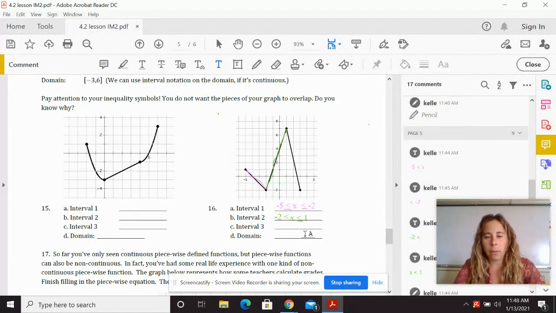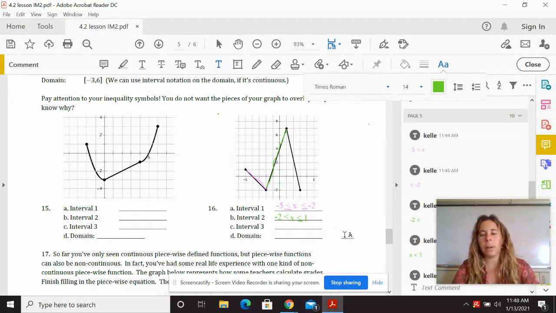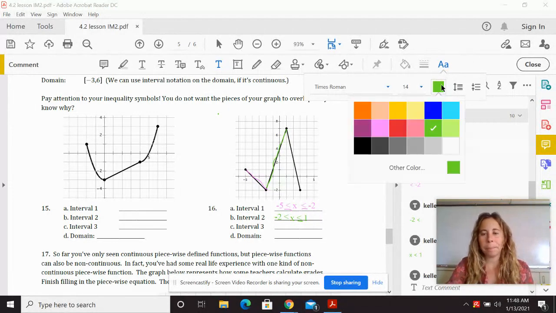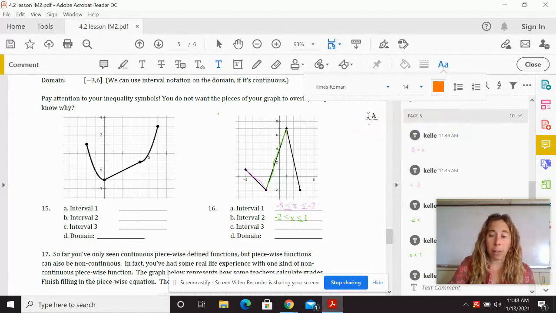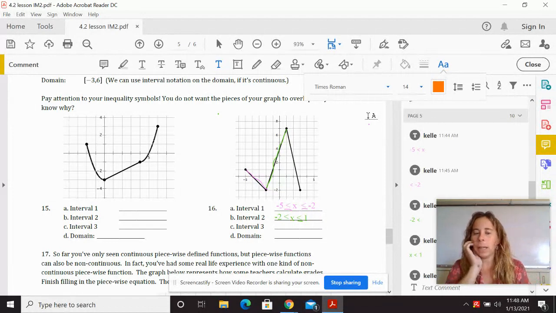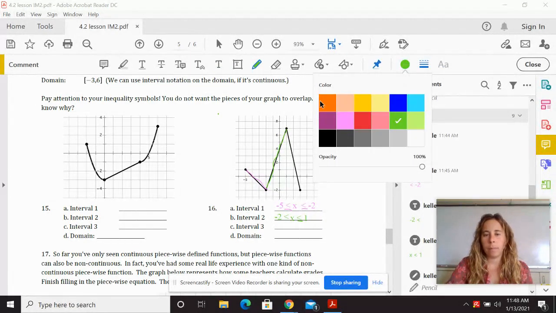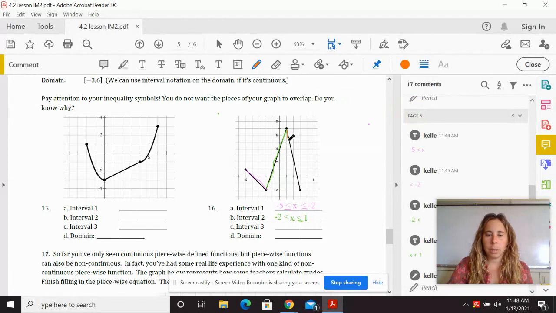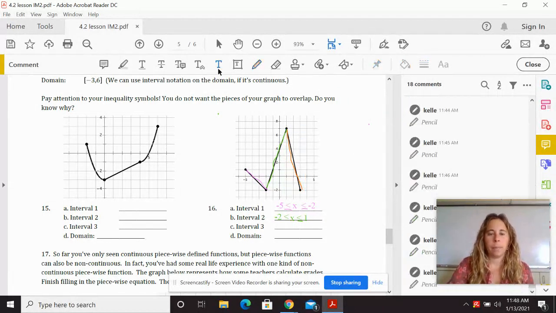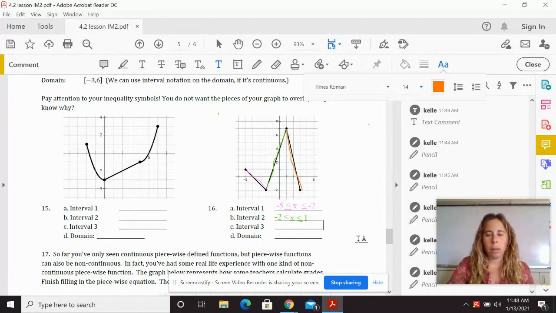All right. Interval 3, we're going to run out of room. I'm going to do it over here. So interval 3. Let's make it a different color. How about orange? I don't give orange enough love because I really don't like it that much. So interval 3. Try and write the interval for the third and final part of this graph, which is right here.